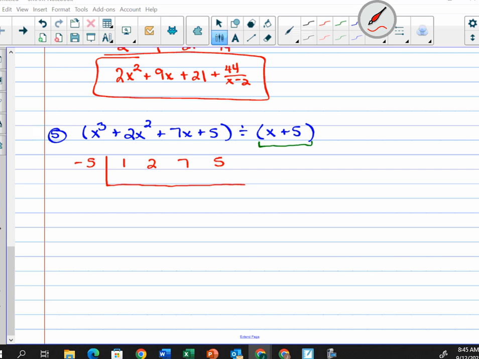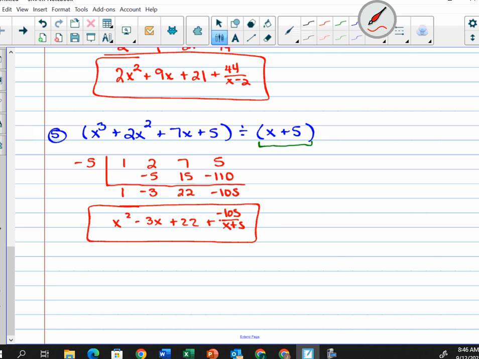All right, guys, what do we get as a remainder? Negative 105 is the correct remainder. So bring it down, multiply, add, multiply, add, multiply. So x squared minus 3x plus 22 plus negative 105 over x plus 5. Yes? Okay. One more.